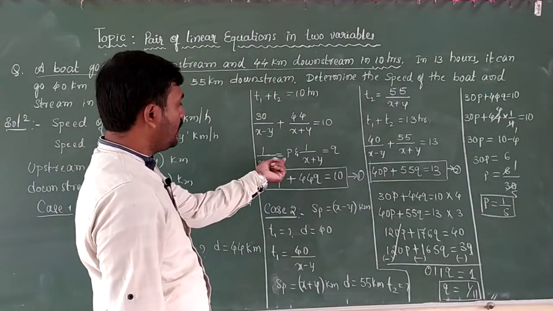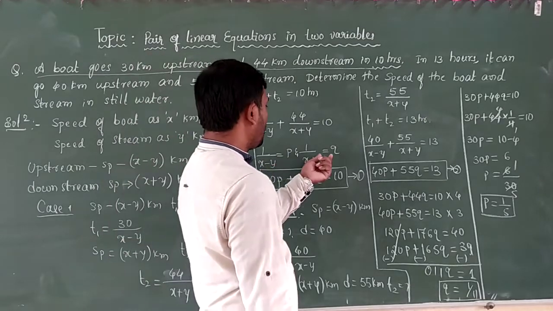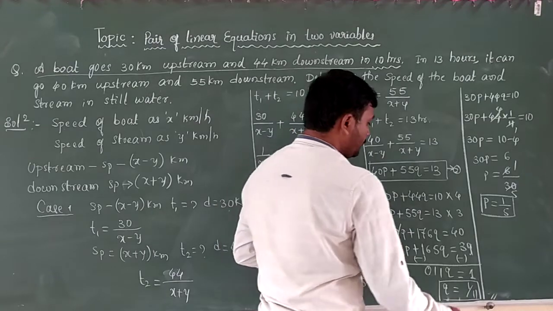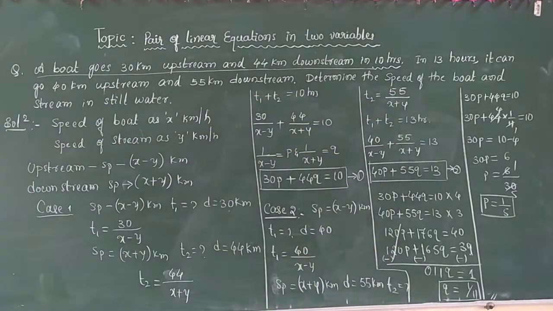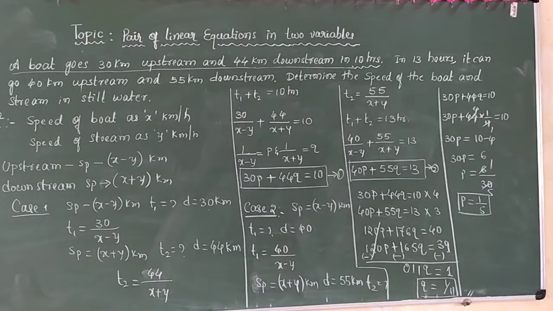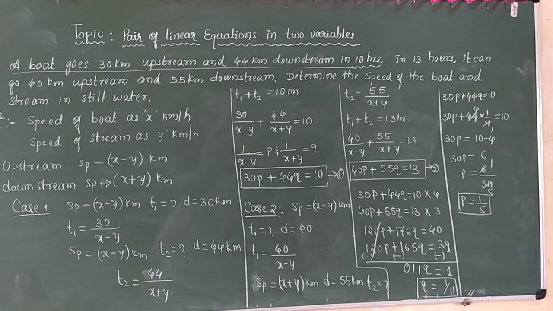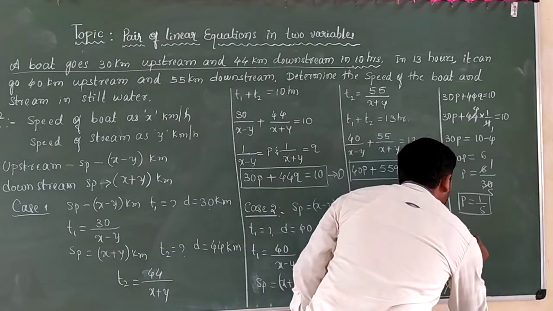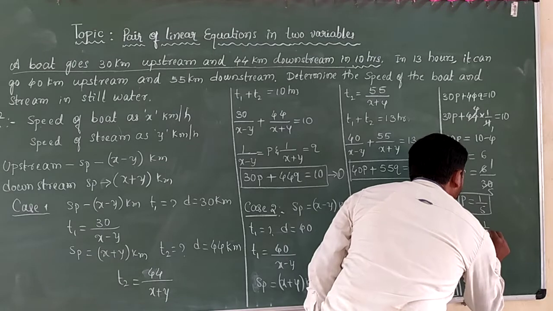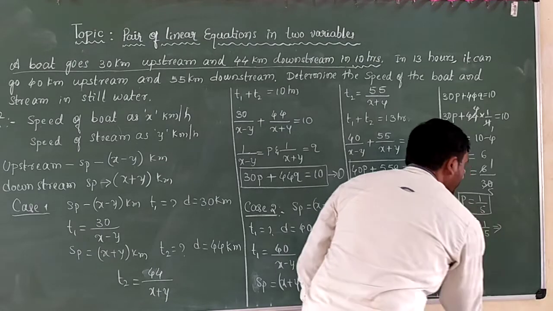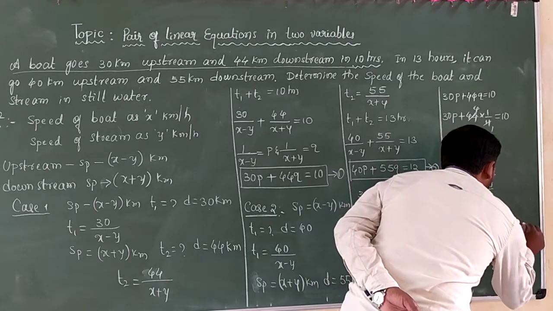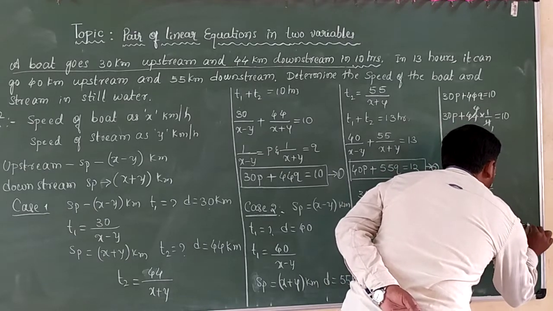Here we have taken p as 1 by x minus y and q as 1 by x plus y. So to calculate x and y, here we have to substitute those values in the given equation, children. Let us substitute. So p is what here? P we have taken 1 by x minus y. 1 by x minus y is equal to 1 by 5. So this implies x minus y is equal to 5.